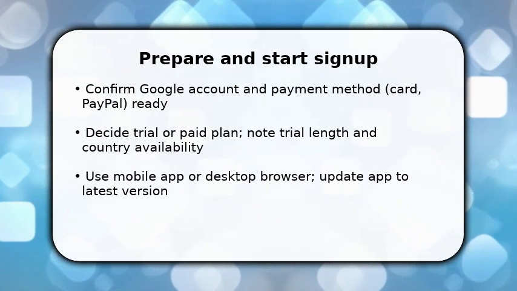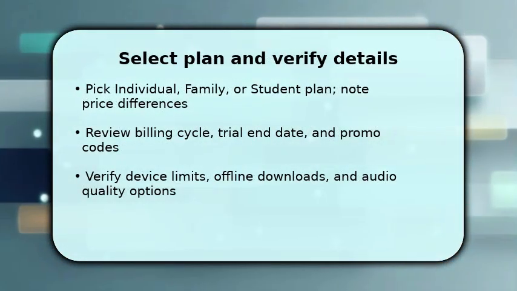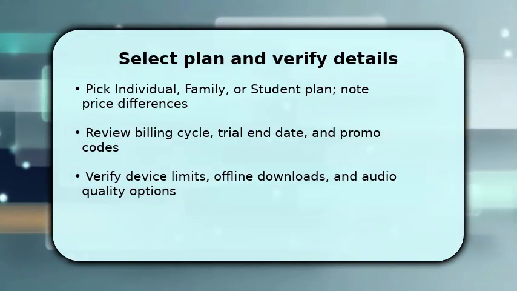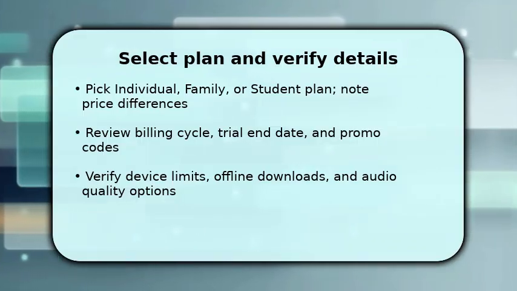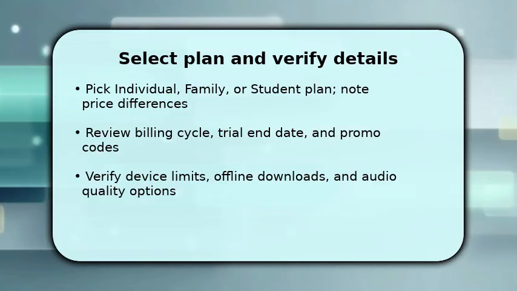This first step puts everything in place so you'll next choose the plan that matches your needs, individual, family, or student, because pricing and sharing rules differ. After selecting, review the billing cycle and trial end date so you don't get surprised by charges. Apply any promo code now, since it usually must be entered at checkout.